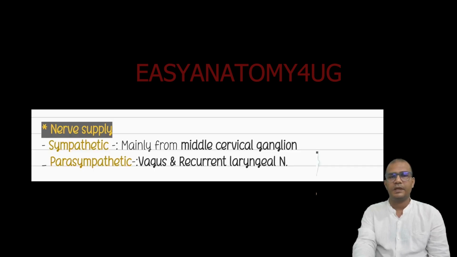Nerve supply of the thyroid gland is sympathetic as well as parasympathetic. The sympathetic fibers are mainly derived from the middle cervical ganglion, and they may come from the superior as well as the inferior cervical ganglion. Parasympathetic fibers are derived from the vagus nerve and its branch, that is the recurrent laryngeal nerve.